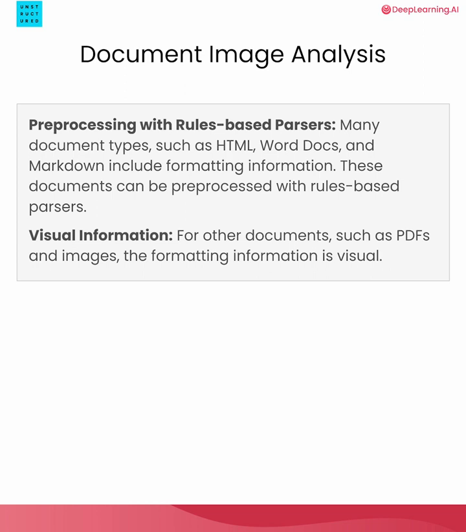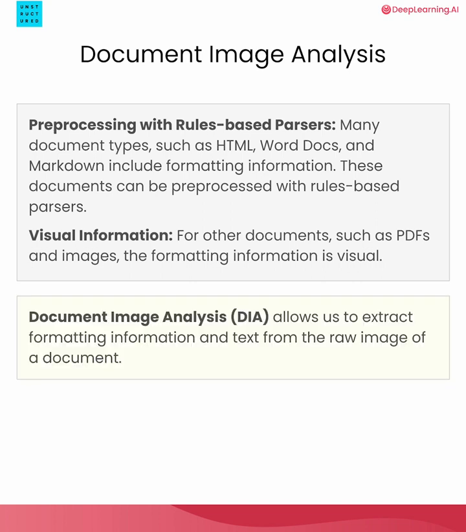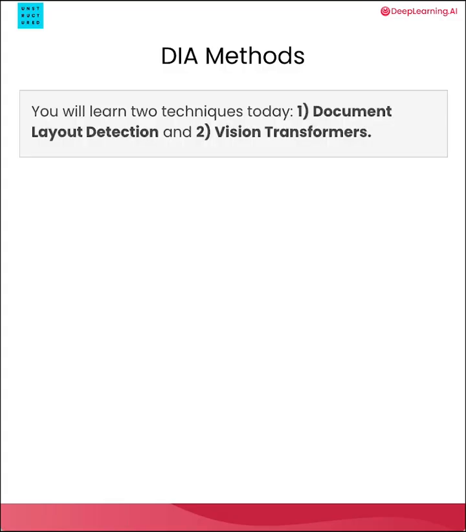and PowerPoints. However, some documents don't have structured information available within the document itself, such as PDFs and images. For these documents, you need to use visual information to understand the structure of the document. In this lesson, you will learn about document image analysis, which allows us to extract formatting information and text from the raw image of a document. In this lesson, you will learn about two document image analysis methods: document layout detection and vision transformers.